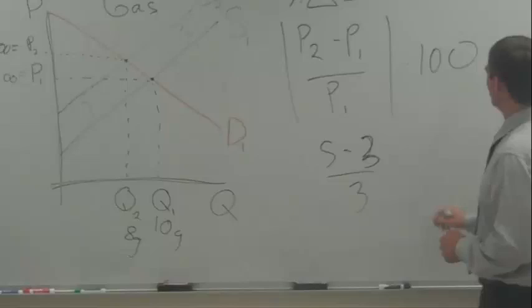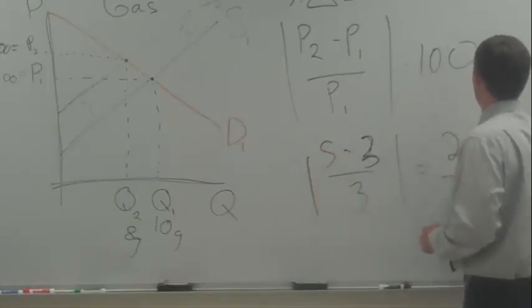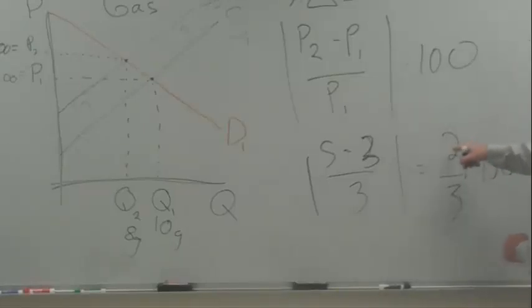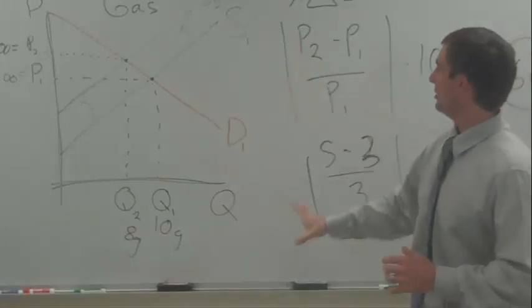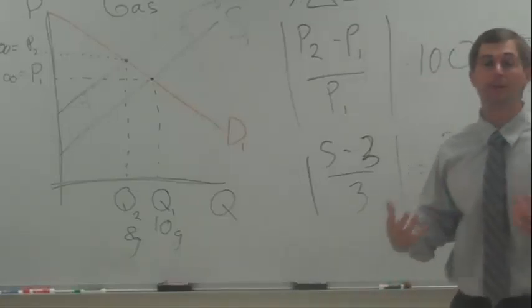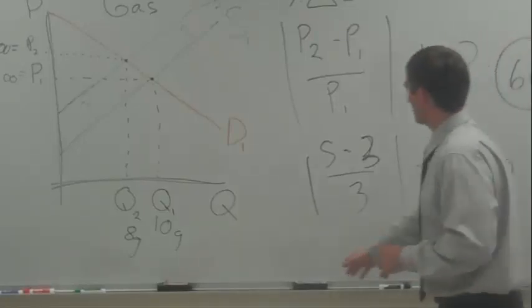P1, P1. Absolute value gives us 2/3 times 100. This is actually 0.66 times 100, 66%. You might be saying, well, why do we need to know that? Well, we know that as supply shifted out, there was a direct correlation with price. In other words, price increased by 66%. So what happens when price increases by 66%?